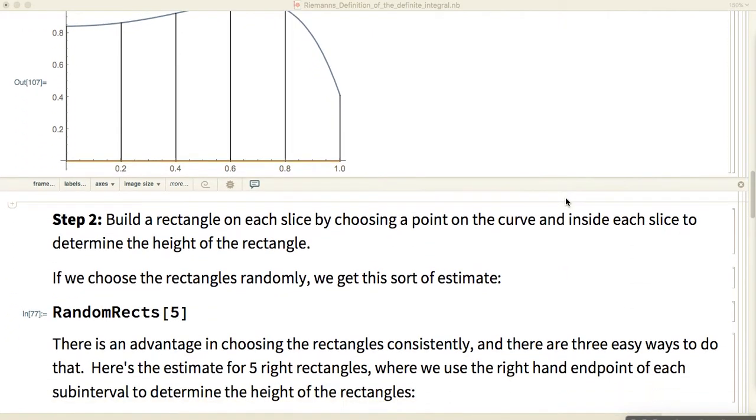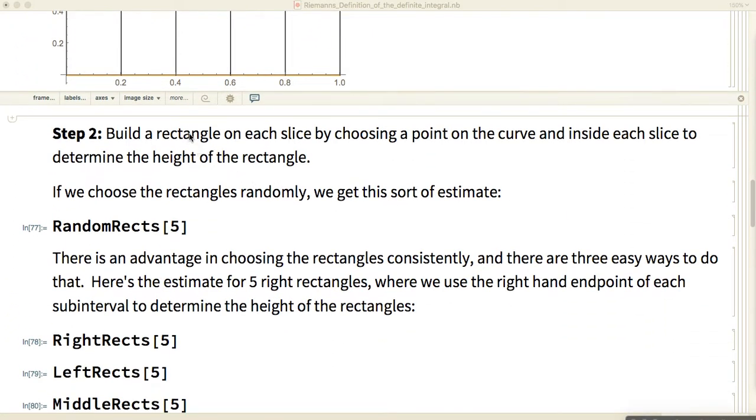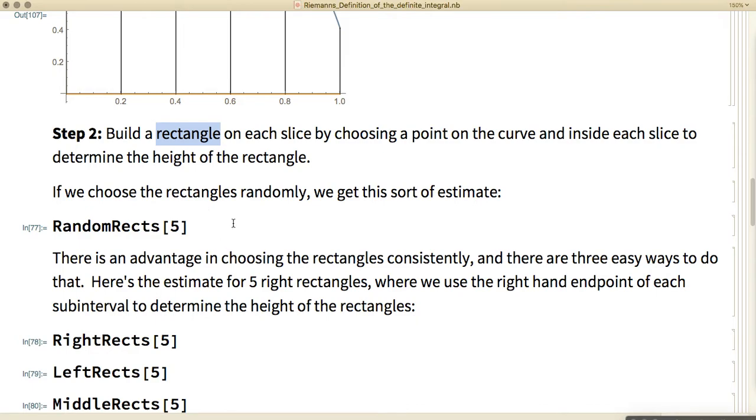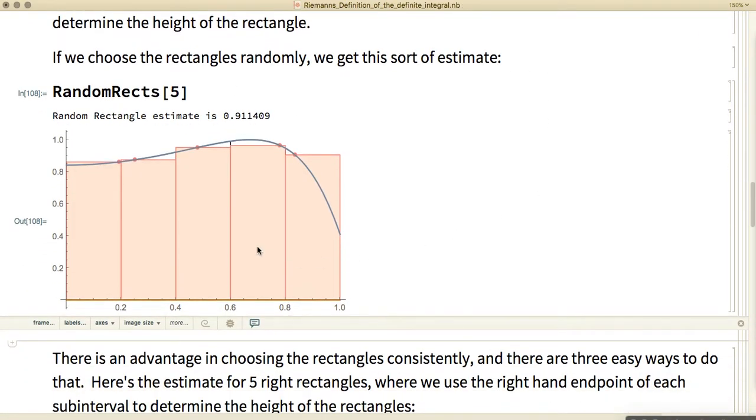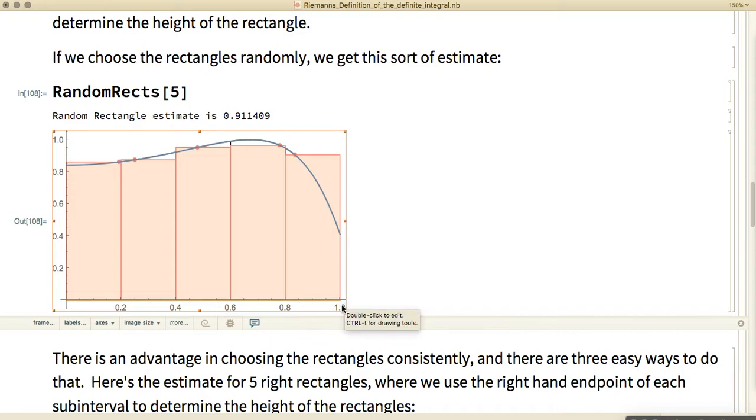And what we're going to do is put a rectangle on each slice. We're going to do this by choosing a point on the curve inside the slice to determine the height of the rectangle. Well, let's see how that looks. On our 5 slices, here are 5 random rectangles. And these orange dots, let's see if I can make this picture bigger to make those dots a little bit easier to see.